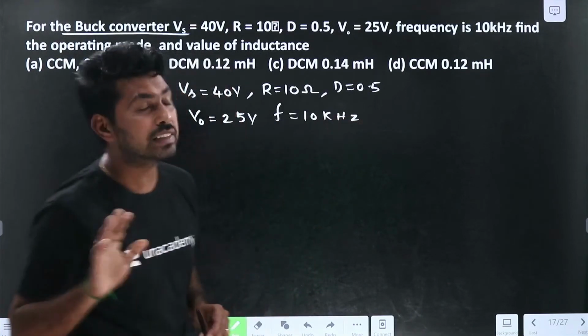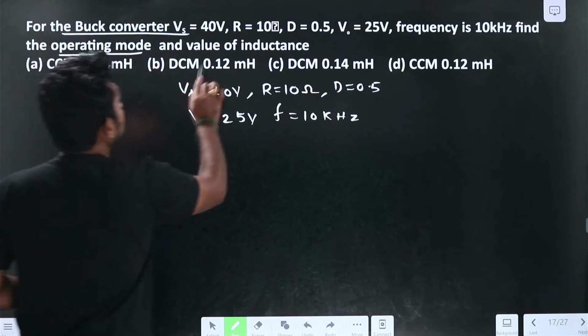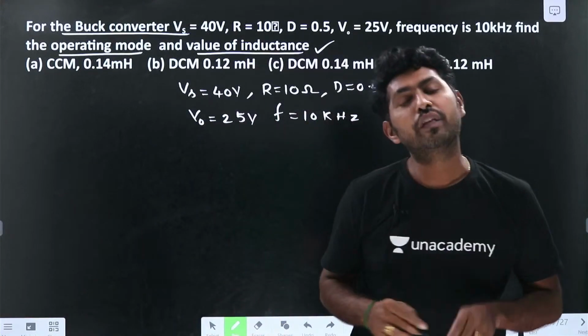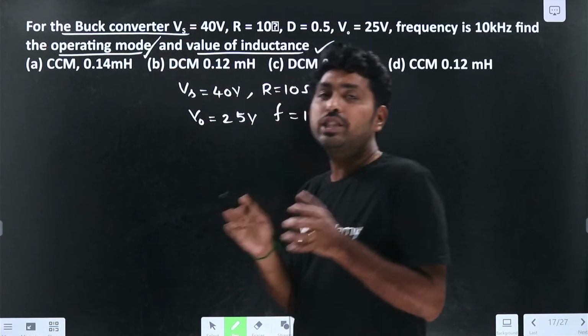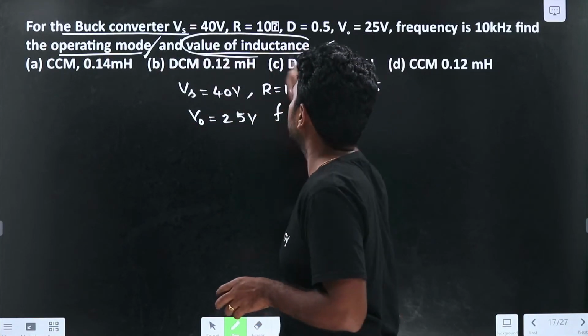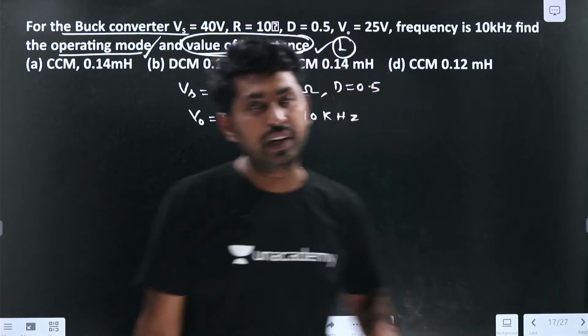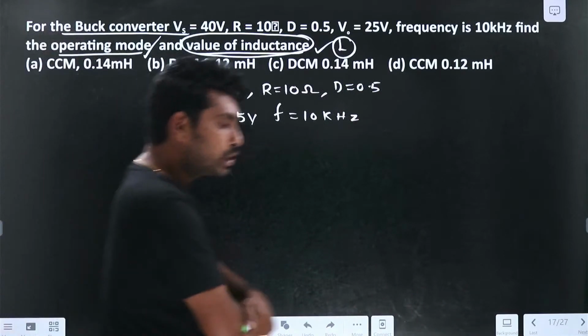What they are asking is to find the operating mode, in which operating mode it is operating, as well as the value of inductance L. So let us find. First of all, which operating mode is it? Can anyone tell?